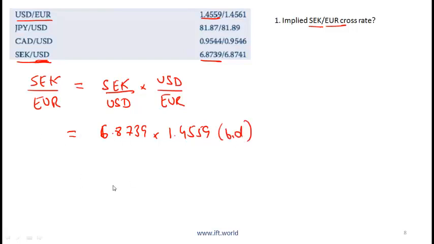and the offer would be the product of the two offer rates, which would be 6.8741 multiplied by 1.4561. This would be the offer. So you can do the math, but note that this is simple, and this is exactly what the concept is, exactly what we just talked about a short while ago.